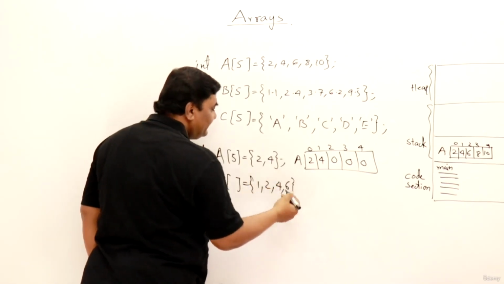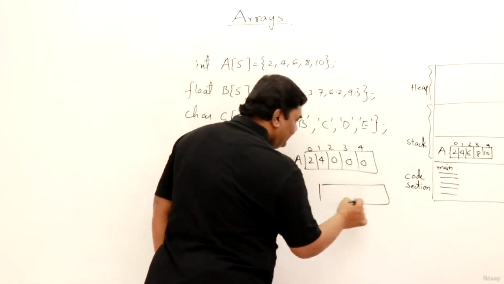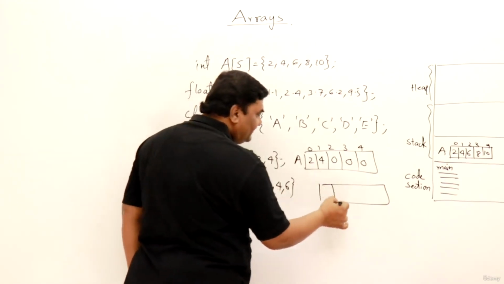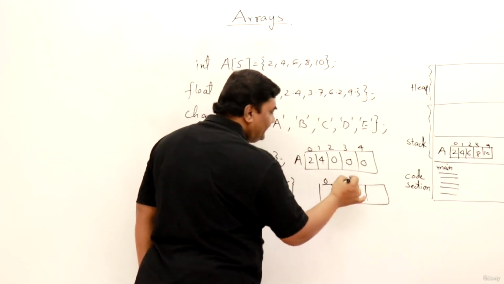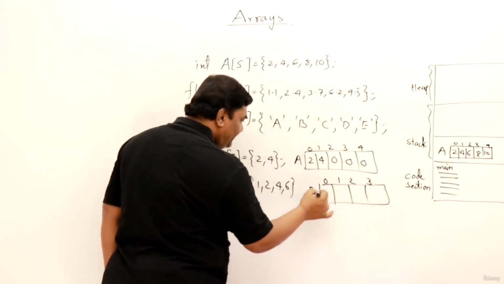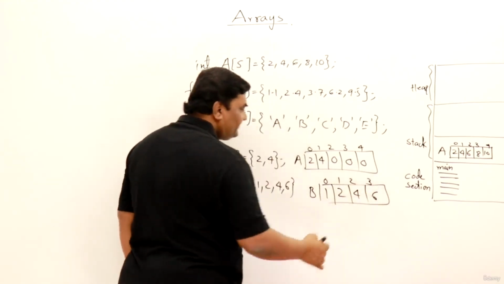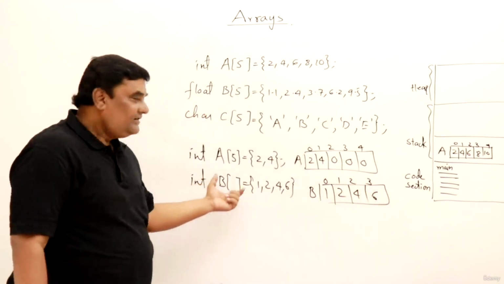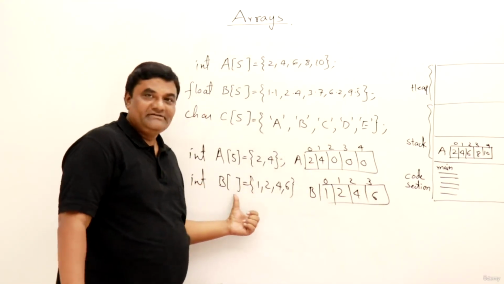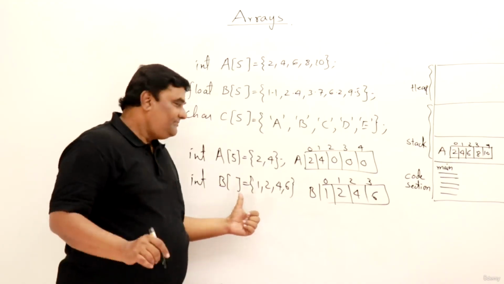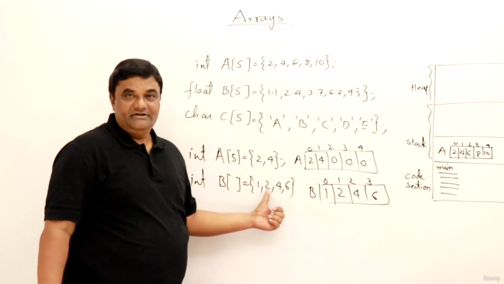Next thing, can I create an array without giving a size and give the values 1, 2, 4, 6? Yes. How big will the array be? 4 elements I have given. So an array of size 4 will be created and the values will be filled in, 1, 2, 4, 6. So you can just give the values without giving a size, and the size of the array will be equal to the number of values that we have given.